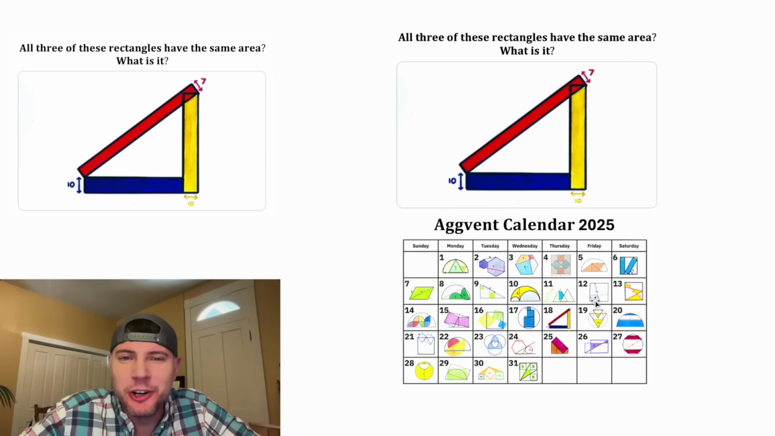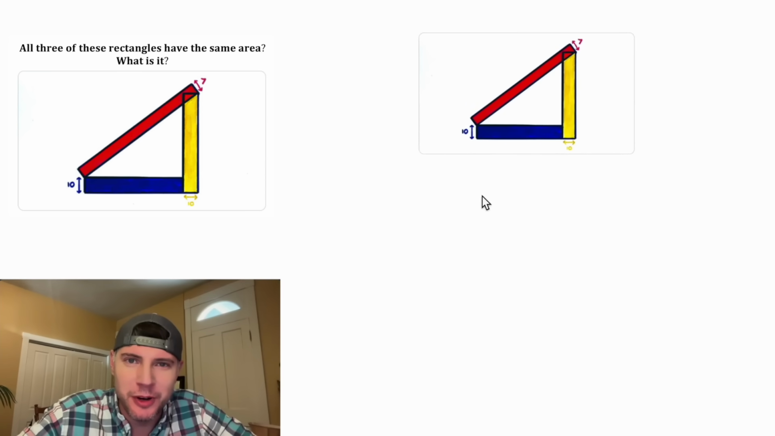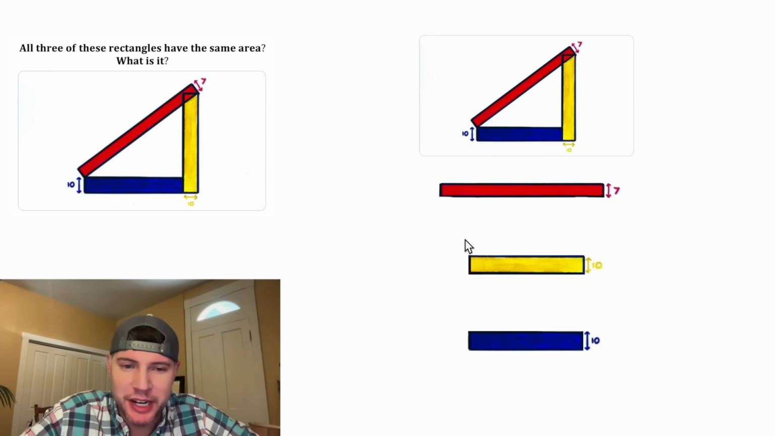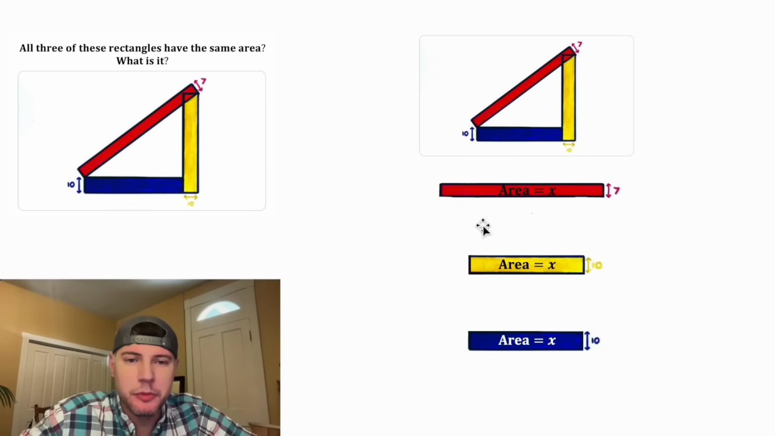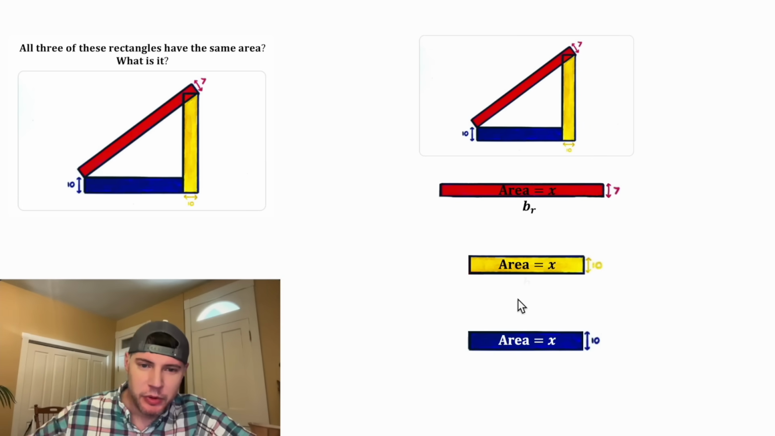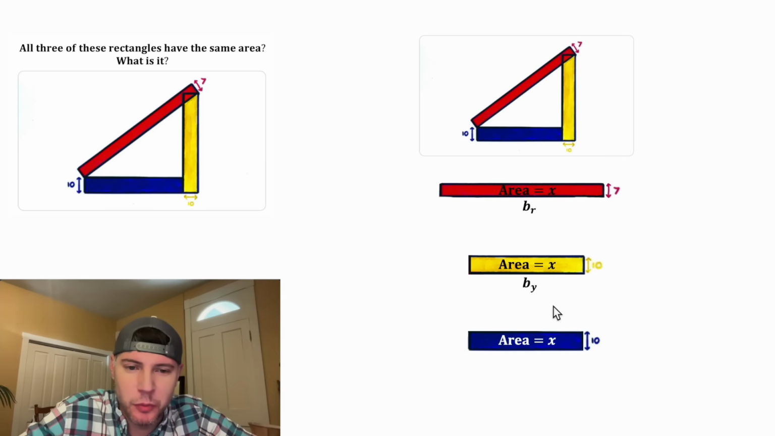If you want to try this one on your own, pause it right now because I'm going to solve it in 3, 2, 1. First, we can look at the three rectangles that have the same area. Let's label that area X. We can label the base of the red one B sub R, R for red. We can label the base of the yellow one B sub Y, Y for yellow. And we can label the base of the blue one B sub B. The B down here is for blue.